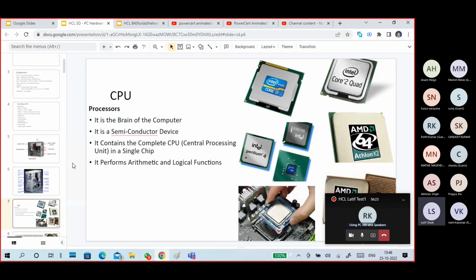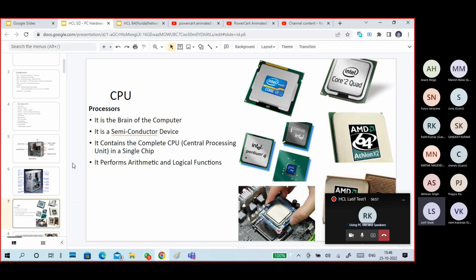Okay, guys. CPU, Central Processing Unit. It is the brain of our computer, a semiconductor device. Guys, some people may not know about all these things. Whether you know already or don't know, please listen carefully. If you have a doubt, you can ask me, no problem. And of course, also respond sometimes. That is also important. So CPU is the brain of the computer, a semiconductor device.